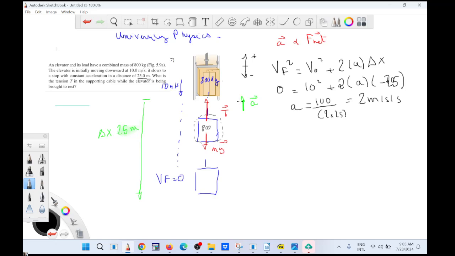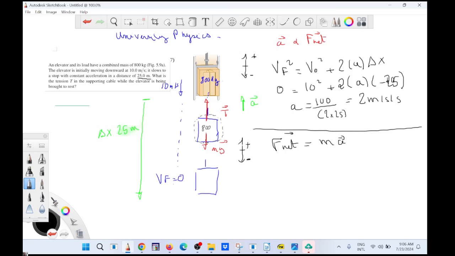So the acceleration is in this direction. The velocity is losing 2 meters per second every second. It starts at 10, and then it's going to be at 8, and then at 6, and so forth. So we do have the acceleration. Then I'm going to use F net equals mass times acceleration, Newton's second law. And I decided that up is plus and down is minus.